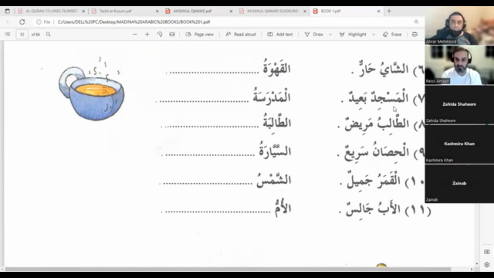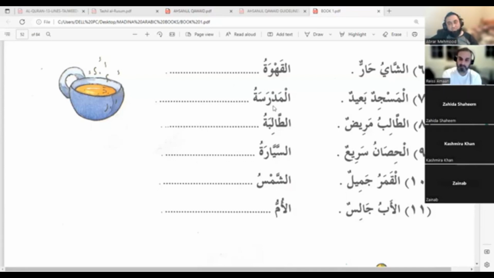Al-masjidun ba'idun. Al-madrasatu. The masjid is near. Ba'idun. And that will be far. Al-madrasatu. I don't know the word for far. Use that second word, ba'idun. Make it into the feminine version. Ba'idu. Are you sure? What's the ending? How can you tell it's an ending? Masculine or feminine?